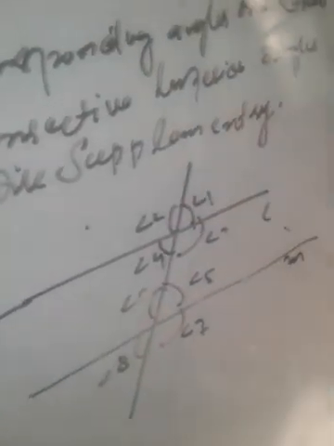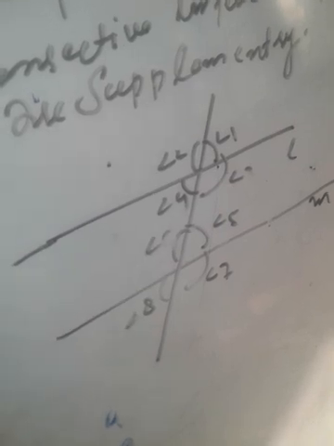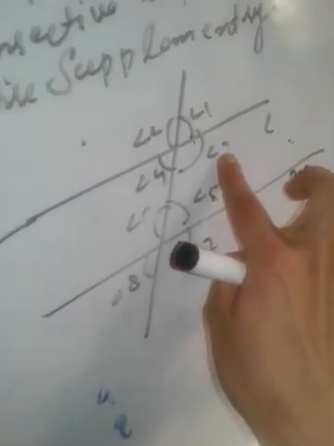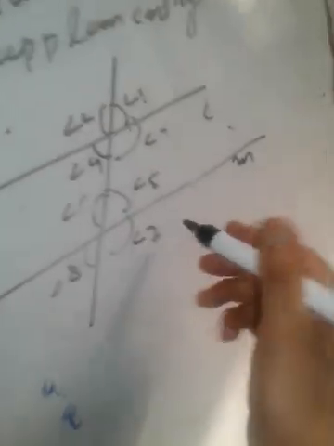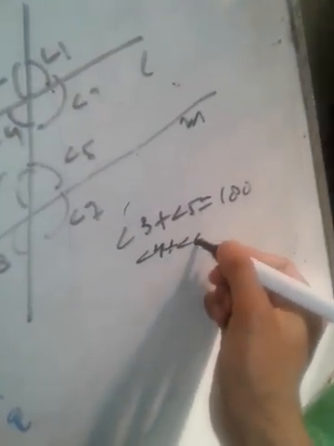So the third property is that consecutive interior angles are supplementary. What are supplementary angles? Two angles are said to be supplementary if their sum is 180. So these are consecutive interior angles, one after the other, and they are in the interior of the lines, or we can say interior angles on the same side of the transversal. This is the second name of consecutive interior angles. Here angle 3 plus angle 5 equals 180, and angle 4 plus angle 6 equals 180.